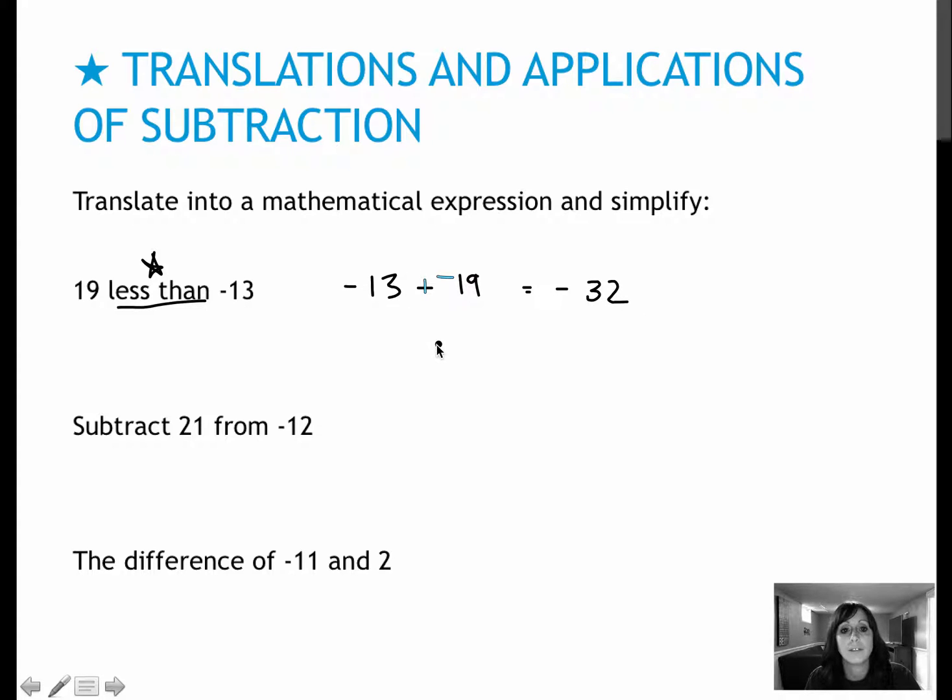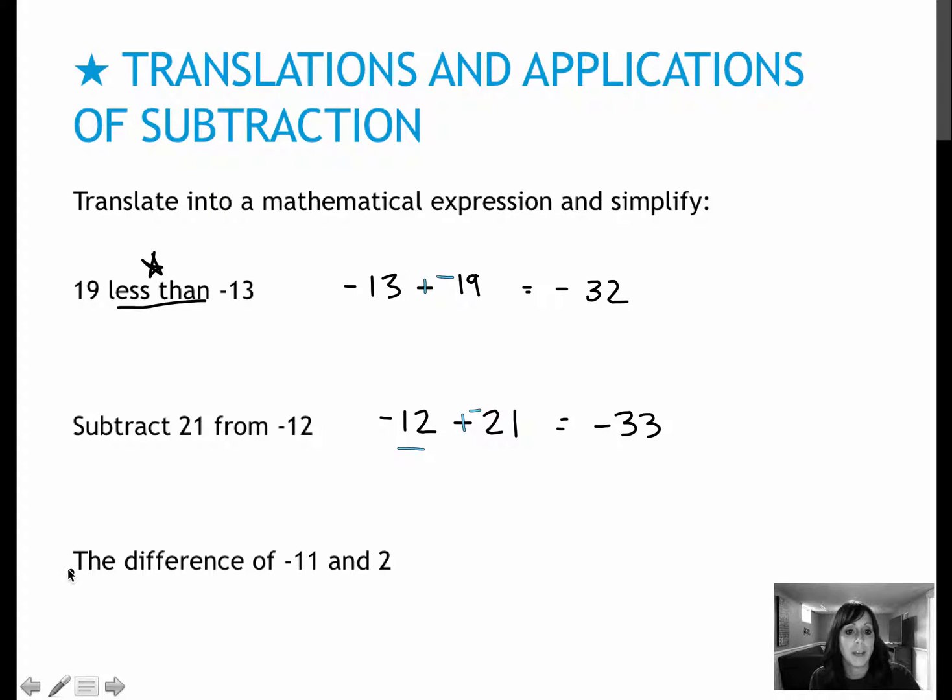Common sign is negative. My second question, subtract 21 from negative 12. Again, I'm subtracting it from negative 12, which means negative 12 comes first. I'm going to subtract 21. And now I'm going to keep, flip, change. I now have two negative values that I'm adding together. So I will add to get 33, and the common sign is negative, so my answer is negative.